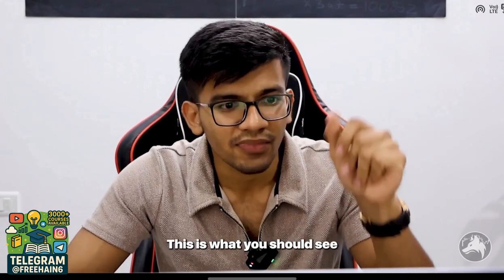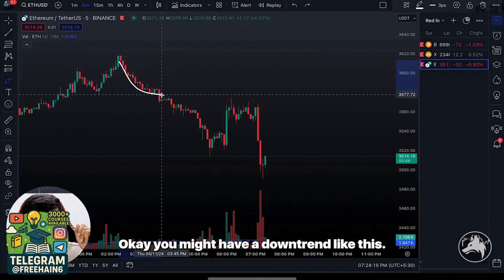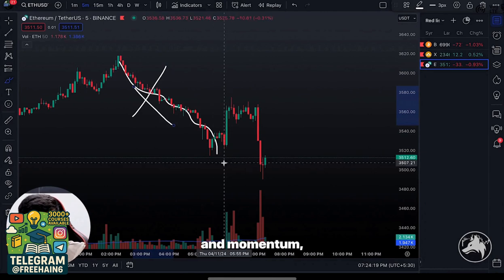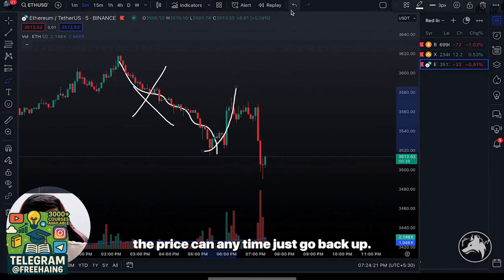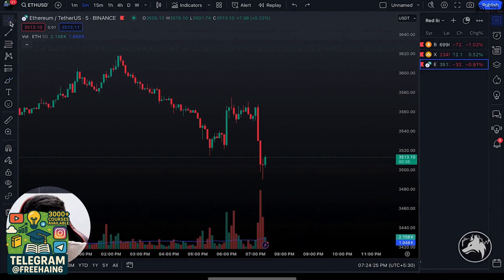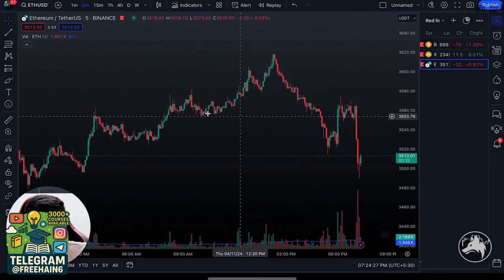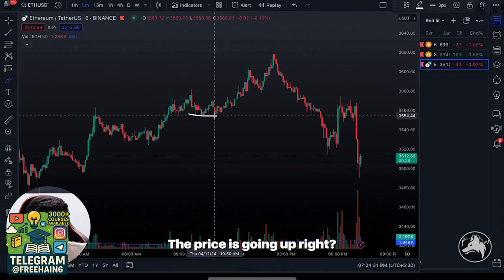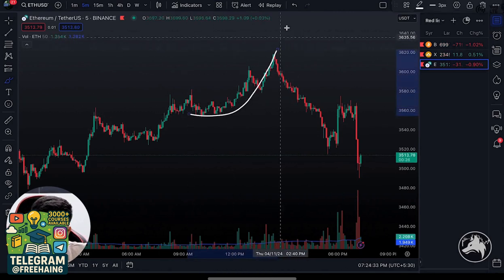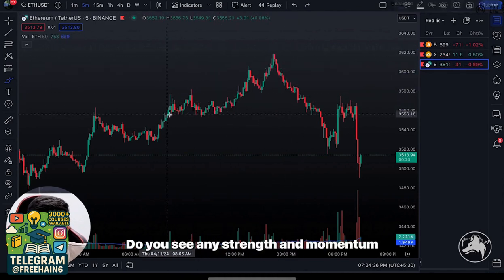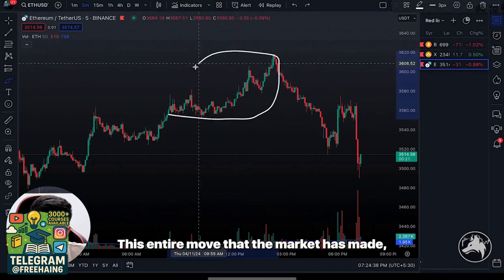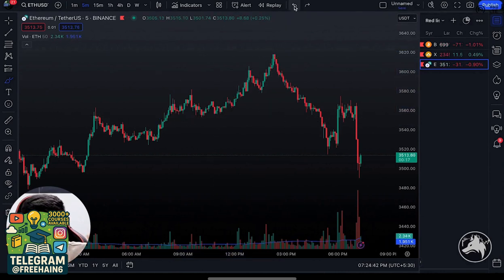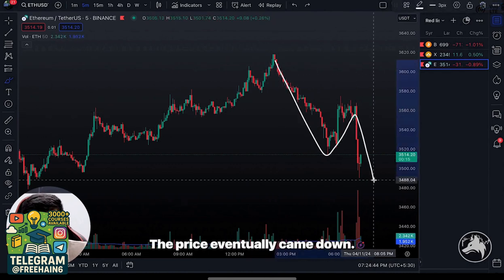This is what you should see, because you might have a downtrend like this, the price might be coming down, but if it does not have strength and momentum, the price can anytime just go back up. You might be trapped. It might just be a trap. Let's take this example. In fact, look at this uptrend. The price is going up, right? Do you see any strength and momentum in this entire uptrend? This entire move that the market has made, do you see any strength and momentum? Absolutely not. And look what happened. The price eventually came down.